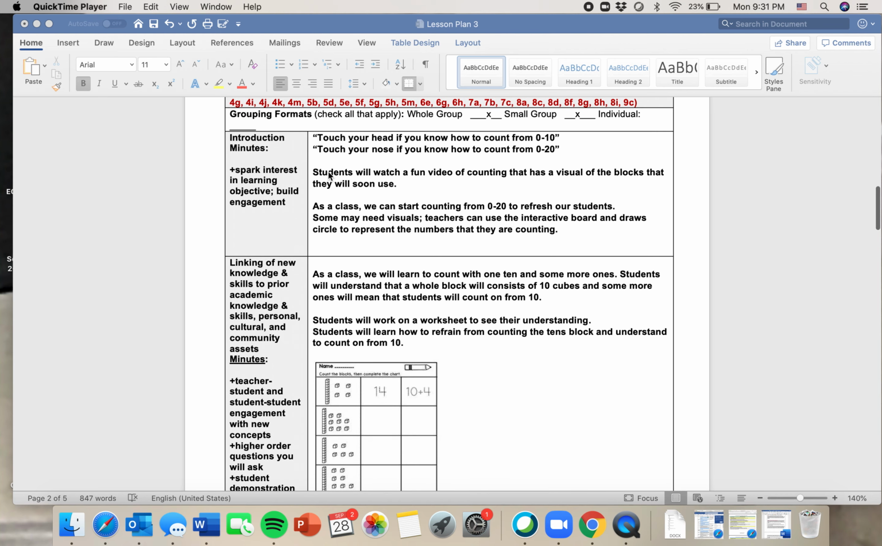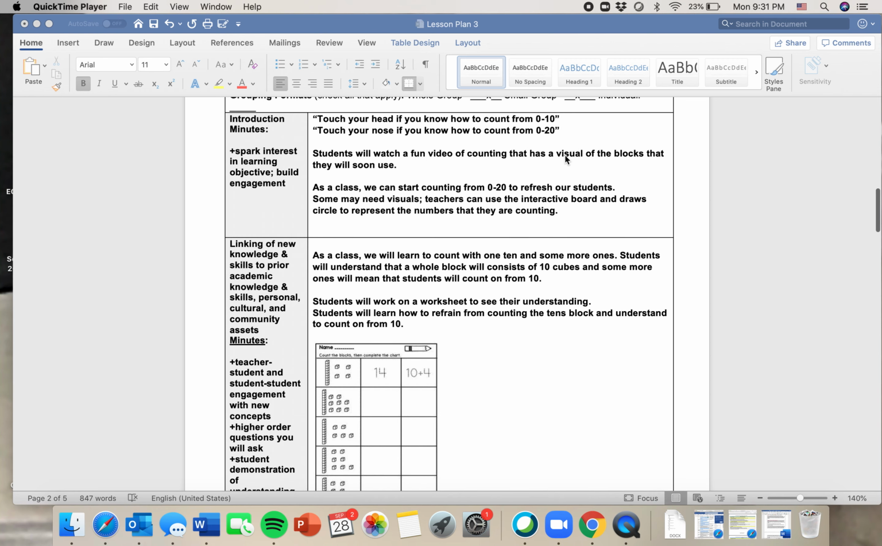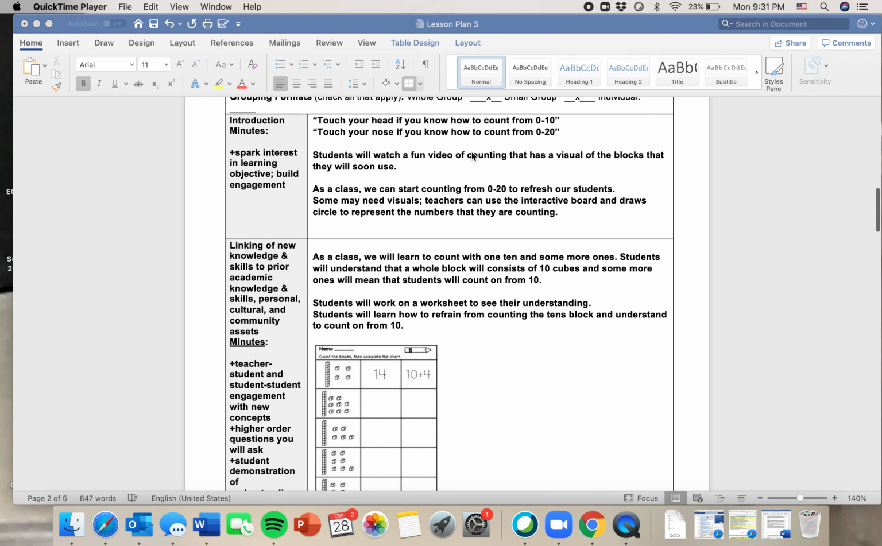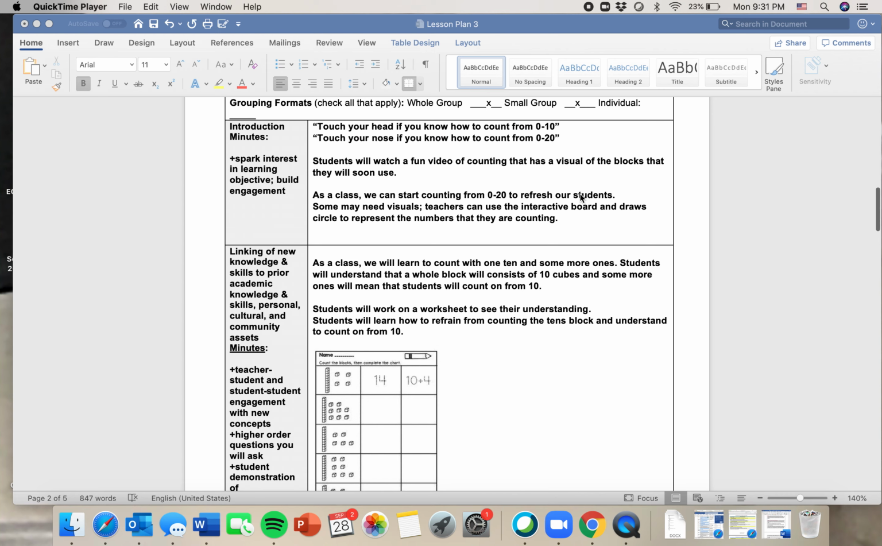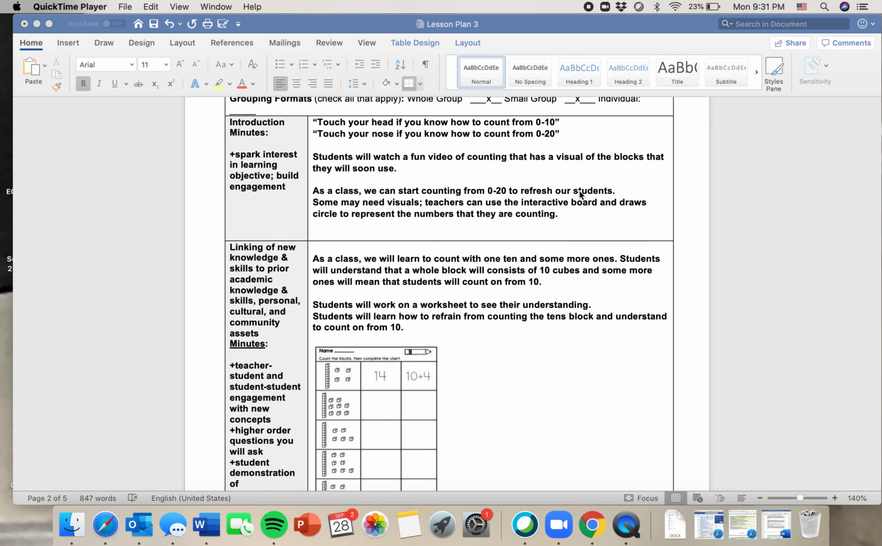For my introduction, I would spark their interest by asking them to touch their head if they know how to count from 0 to 10, or touch their nose if they know how to count from 0 to 20, and so on and so forth. Students will watch a fun video, the video up here, of counting that has a visual of the blocks that will be used soon, the manipulatives.